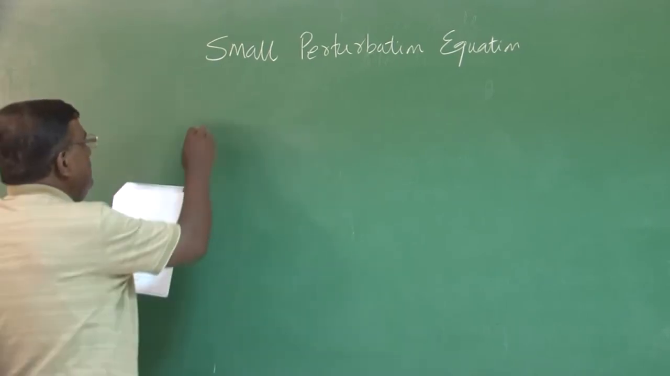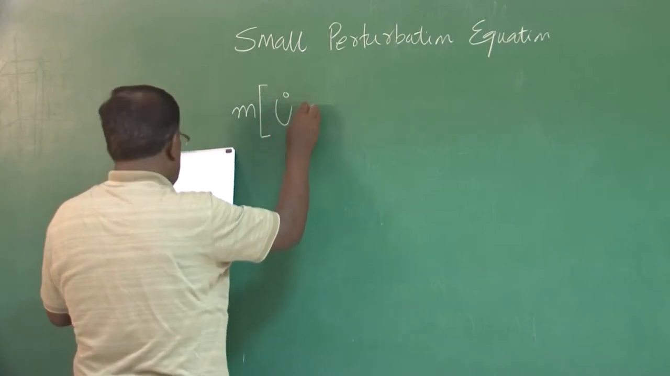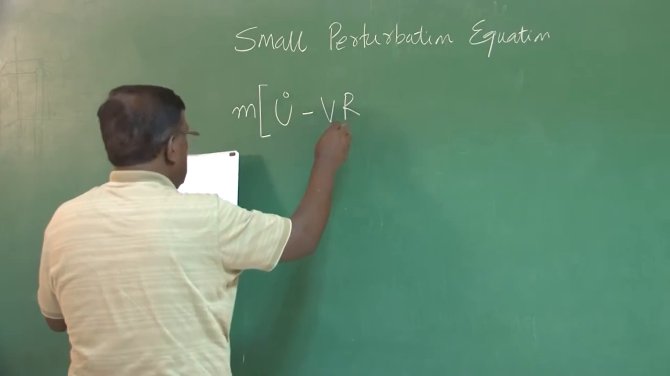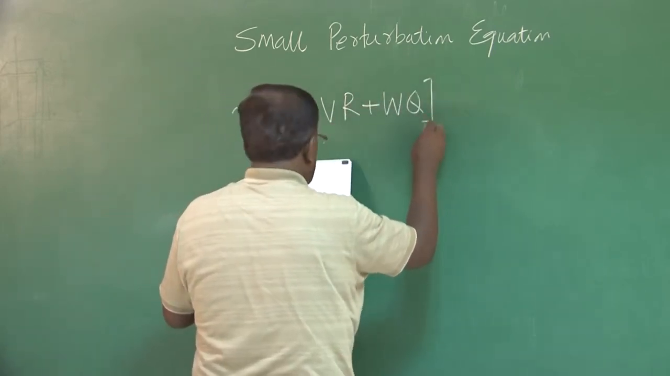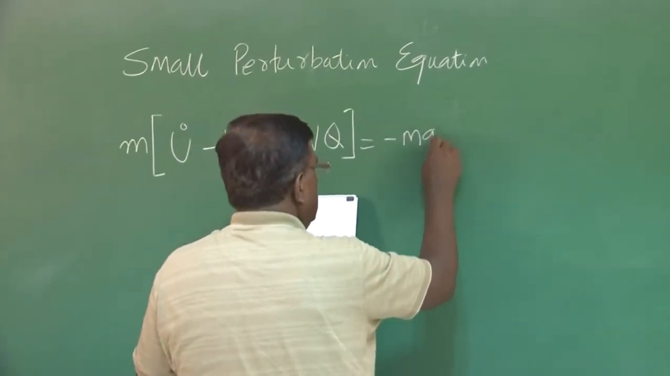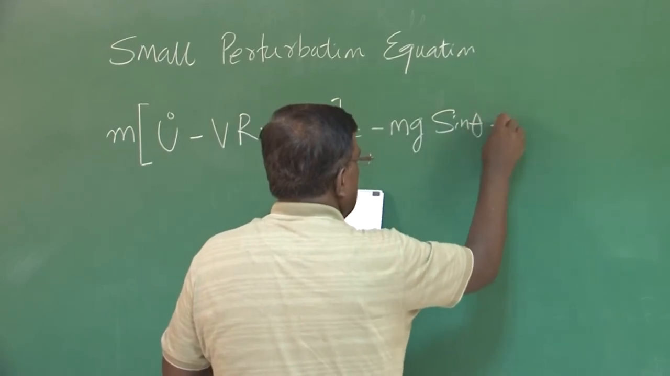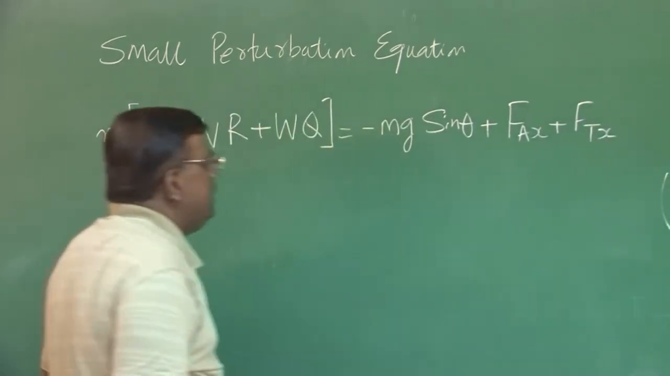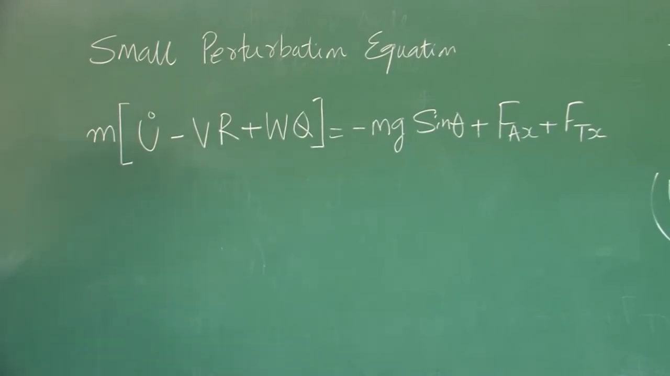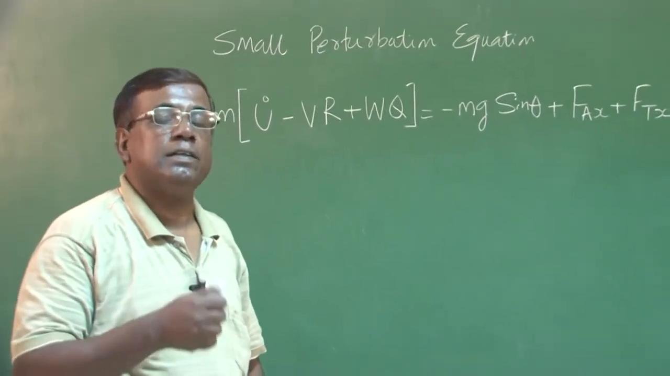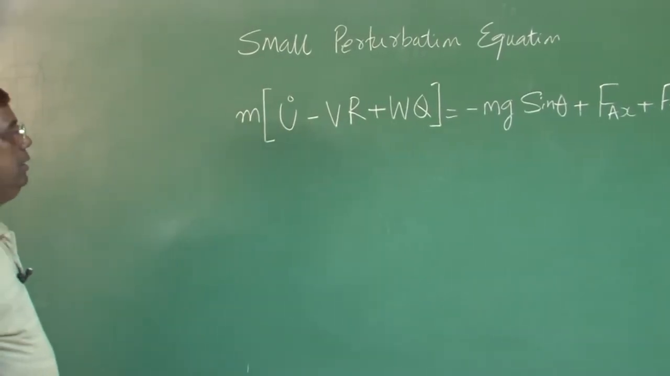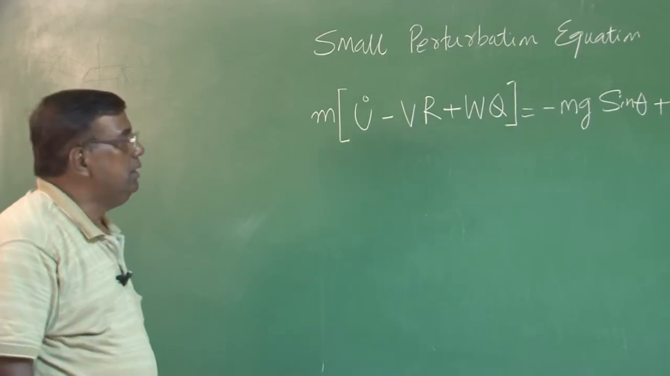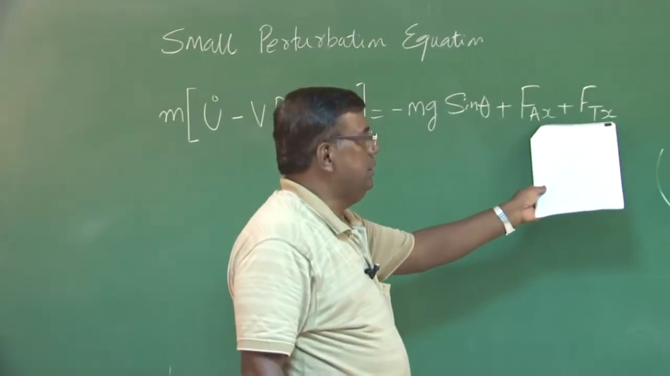So I will give one example. Let me take m (u dot minus v r plus w q) equal to minus m g sine theta plus F_Ax plus F_Tx. Please understand, what are all these equations talking about? What are u, v, w? u, v, w is the component of total velocity measured with respect to inertial frame, but resolved along local xyz or body fixed xyz direction. Similarly, q is the pitch rate, r is the yaw rate, and these are the forces along x direction.